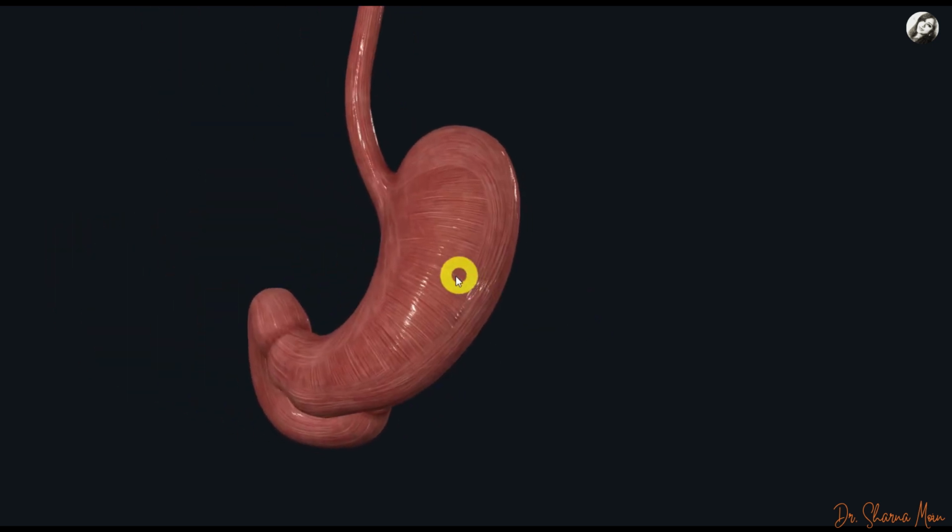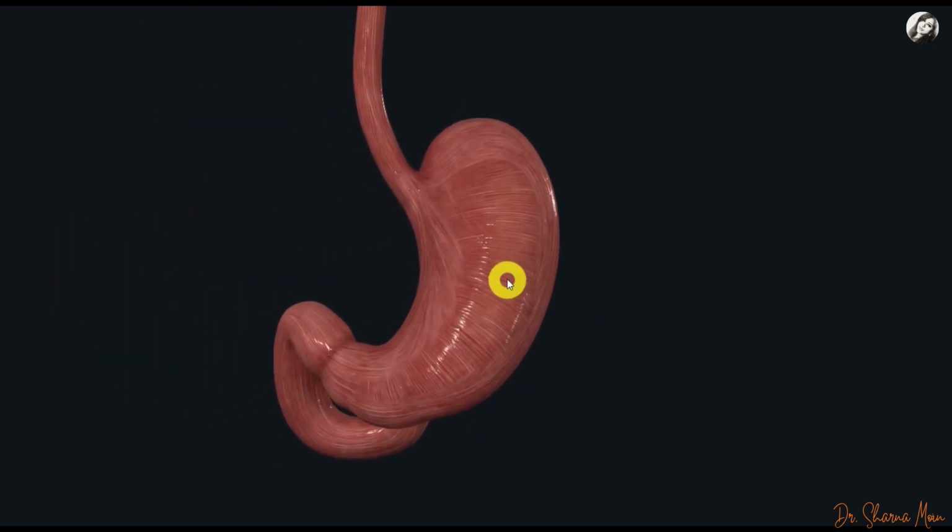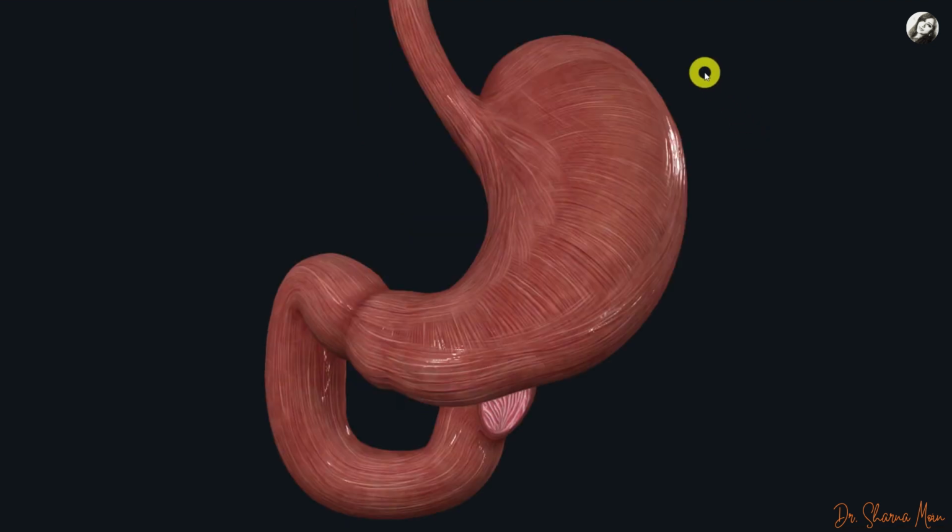So that is all about the ends, the curvatures and the surfaces. Now we will describe the subdivisions of the stomach, and we will see how the stomach is divided into different parts. Stomach has 3 parts: fundus, body, and the pylorus. At first you have to draw an imaginary horizontal line from the cardiac notch to the greater curvature. Then the part above this line is known as the fundus of the stomach.